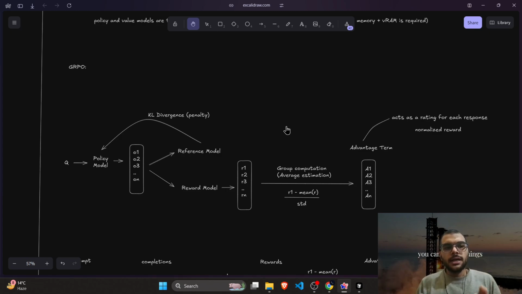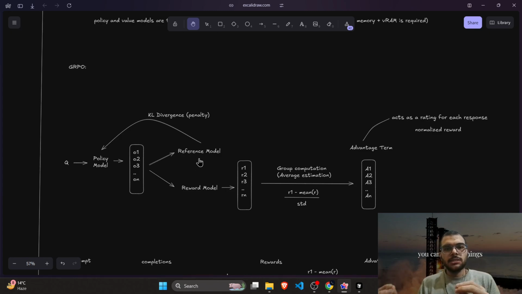GRPO is Group Relative Policy Optimization. In the name itself you can see group, so that means we will have grouping somewhere. Here again, the question comes in and goes into the policy model, and from the policy model we generate a list of outputs. For a query, we have multiple outputs. Then these outputs go into the reference model and the reward model.